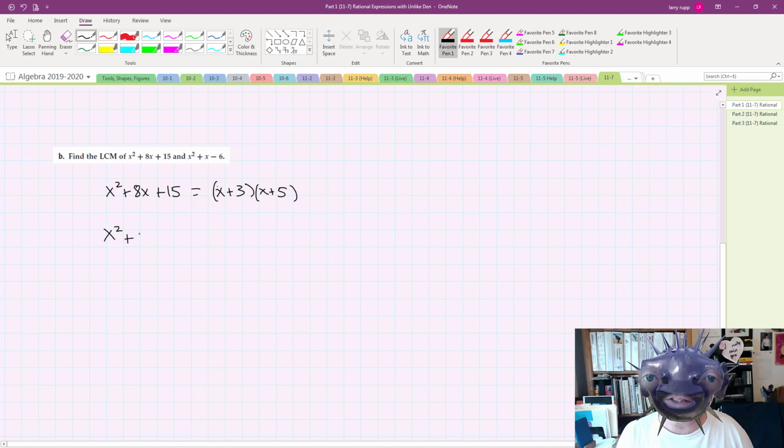What about this one, x squared plus x minus 6? What two things multiplied together will give you negative 6, and added together will give you a positive 1?